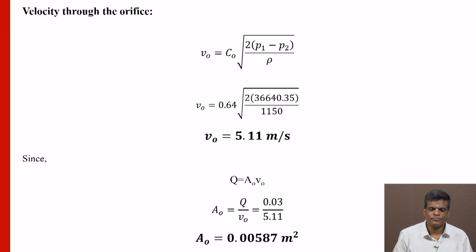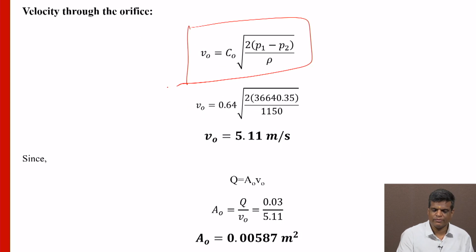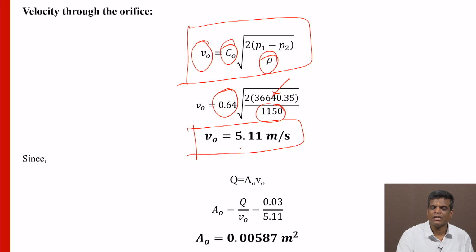Once the pressure drop is done, we find the velocity through the orifice meter. V naught equals C naught, which is given as 0.64, times the square root of the pressure drop terms divided by the density of the brine solution. So we get V naught, which is 5.11 meter per second. Here we have to use the density of the brine solution, not the mercury, because only that solution is passing through the pipe. We should not use any other density here.